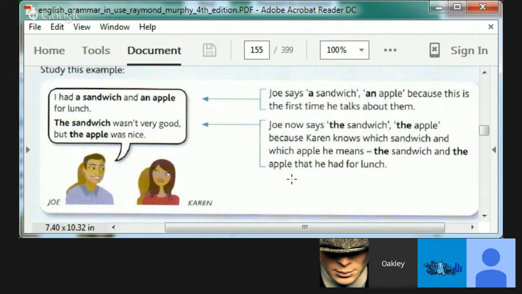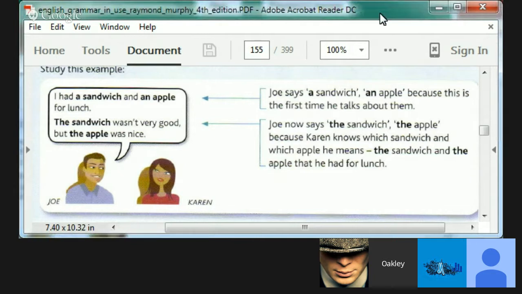For example, Joe here says, I had a sandwich and an apple for lunch. Now we have declared the noun, so ever after, we can refer to those items with the. The sandwich wasn't very good, but the apple was nice. Because he's already mentioned them. The same thing when we're writing. Okay, that's it. A very basic idea.